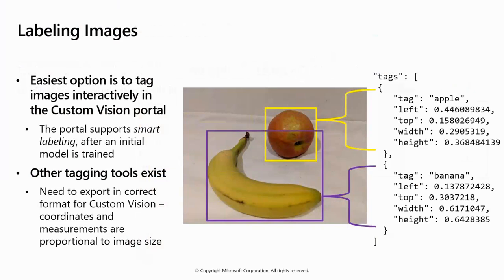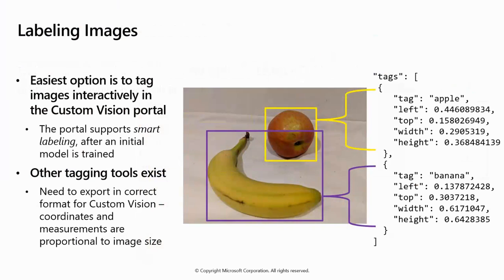Using Custom Vision's portal interactive interface to label images for object detection is the easiest way to do it. This interface will automatically suggest areas that contain objects. We can add tags to these areas or change them by dragging the bounding box around the object you want to label. You can also train the model after you've tagged an initial set of images.